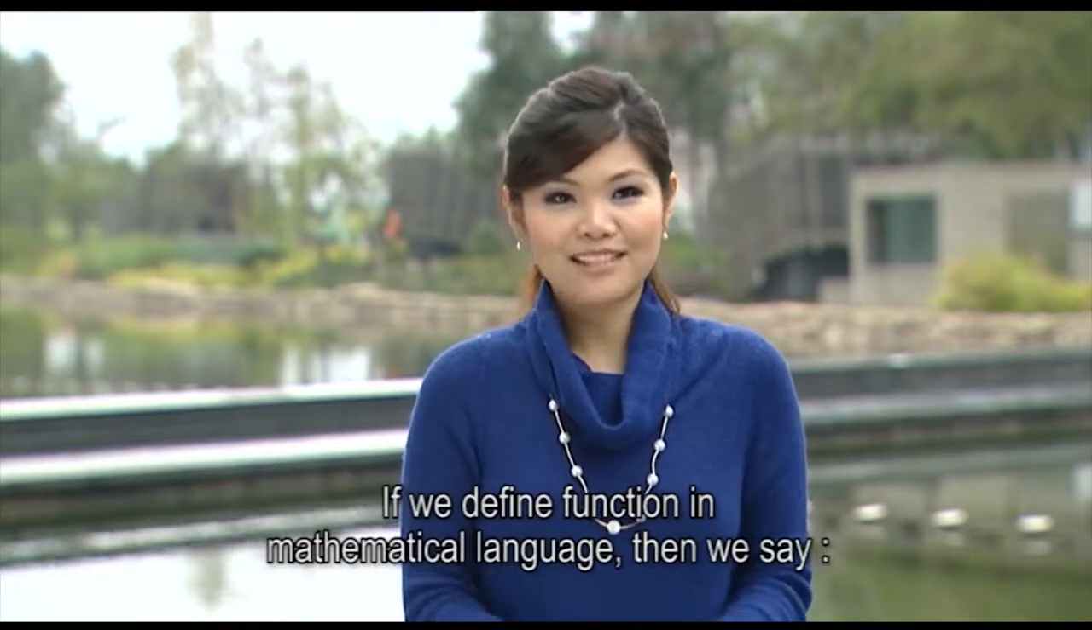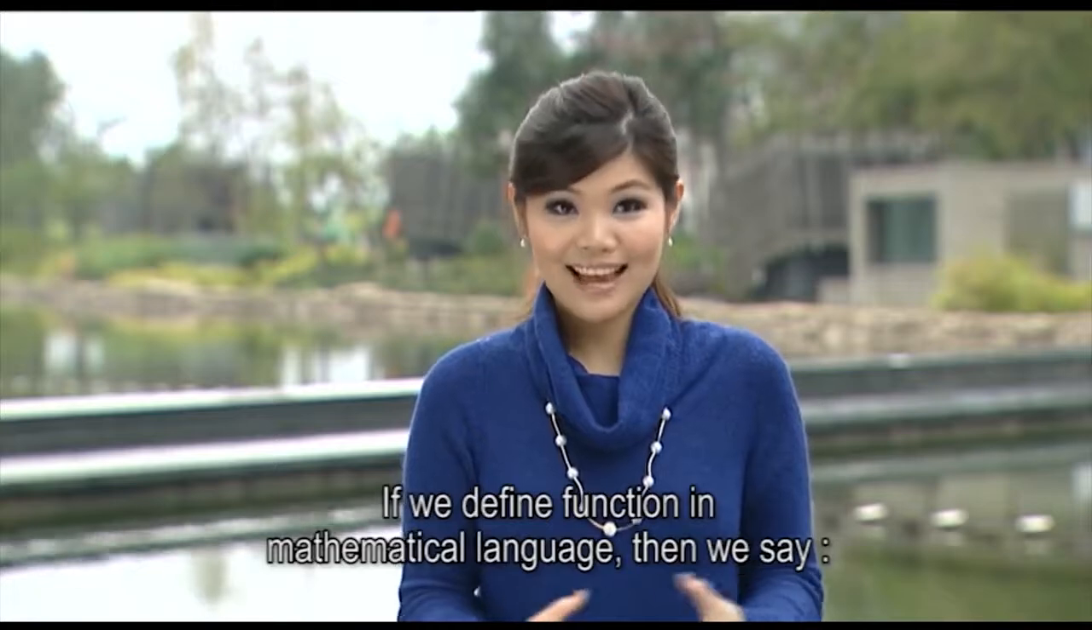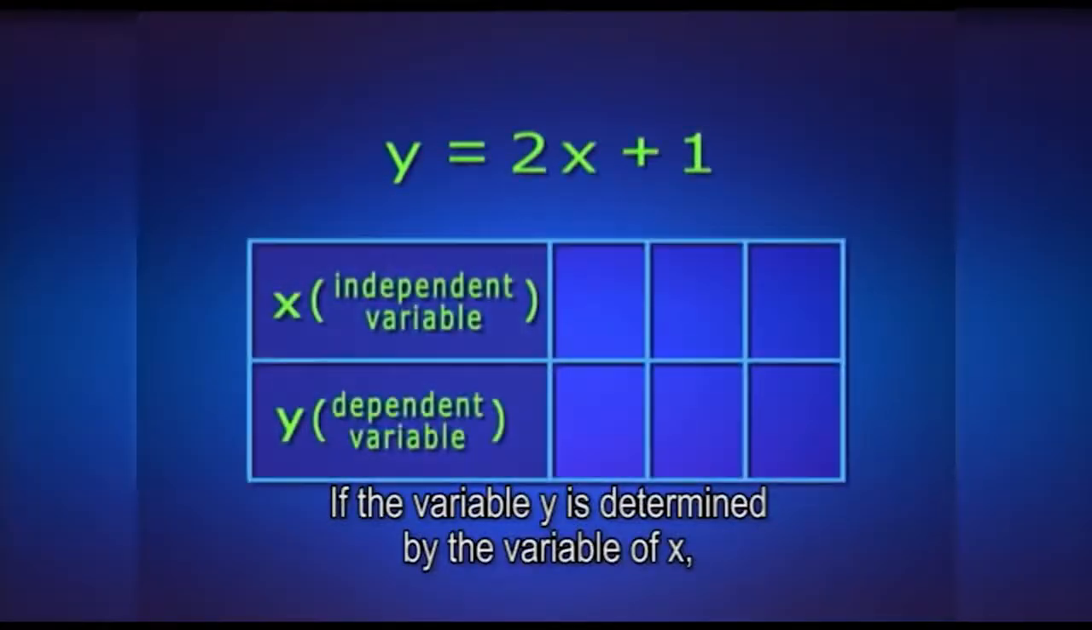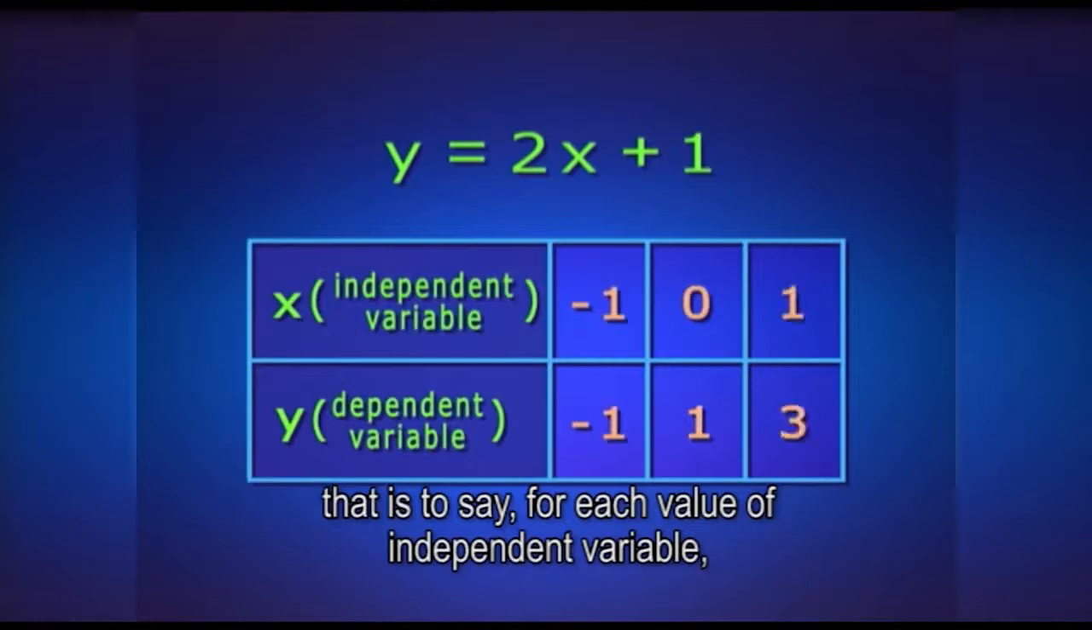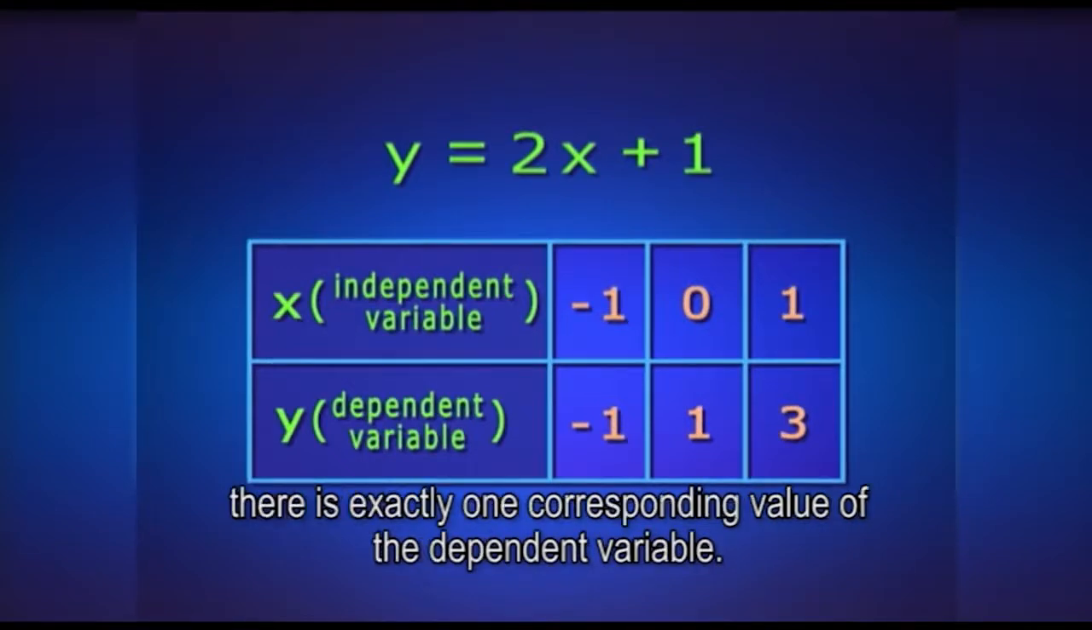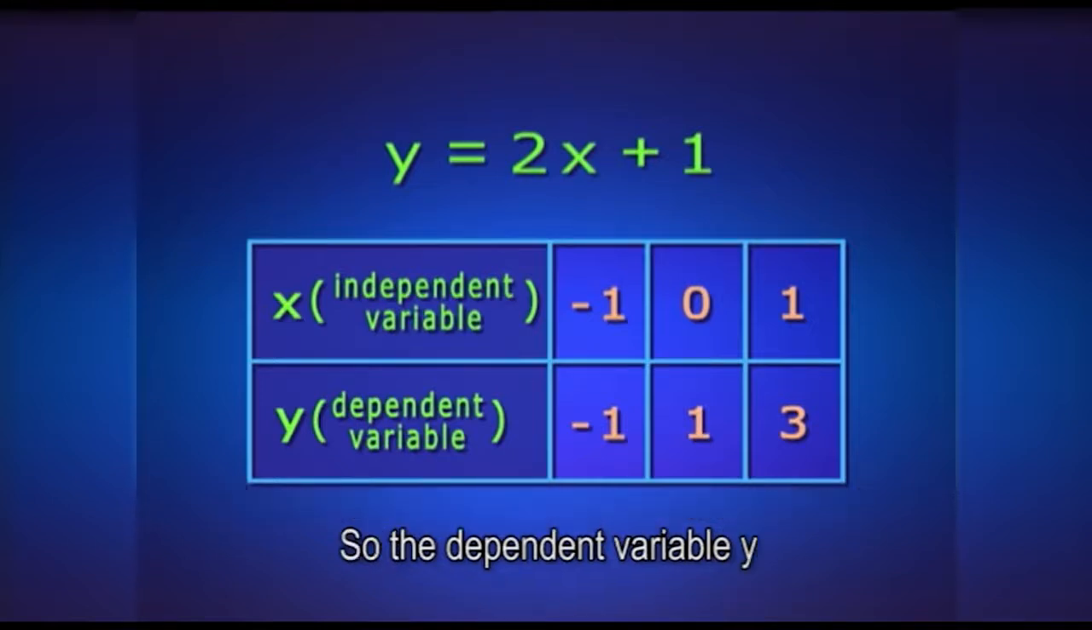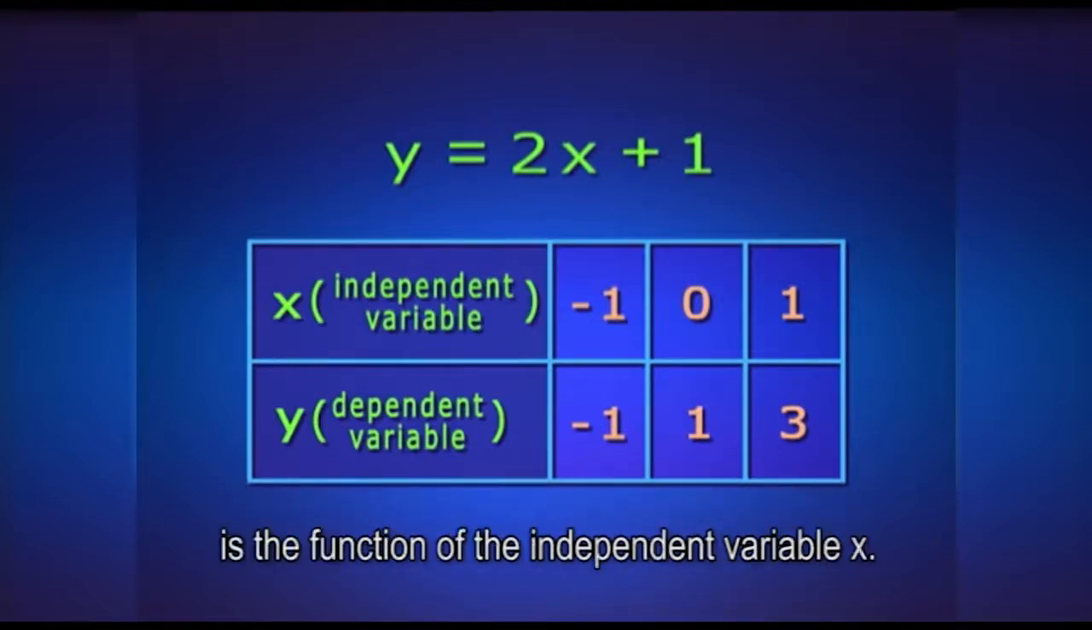If we define function in mathematical language, then we say, if the variable y is determined by the variable x, that is to say, for each value of an independent variable, there is exactly one corresponding value of the dependent variable. So the dependent variable y is the function of the independent variable x.